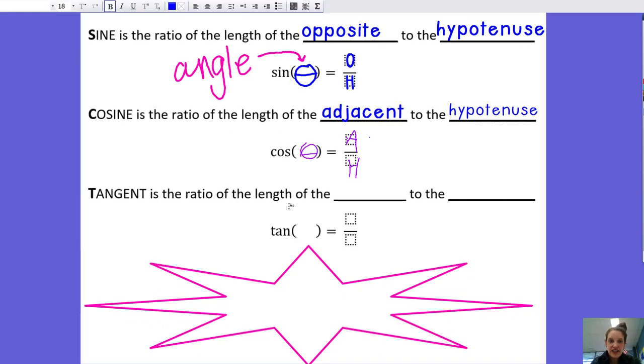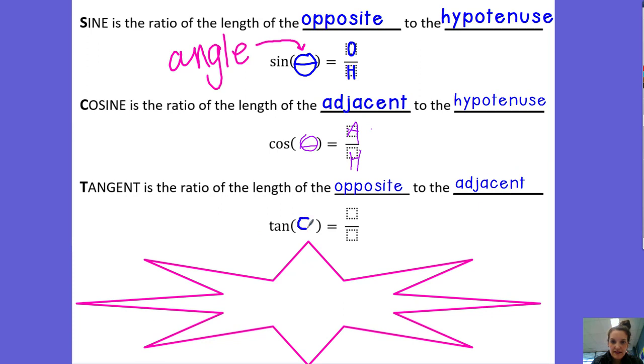And then tangent is the ratio of the length of the opposite side to the length of the adjacent side. So theta goes inside the parentheses, and it's the ratio of the length of the opposite side over the length of the adjacent side. So tangent can be bigger than 1 or less than 1. It just depends. So sine and cosine are always going to be less than 1. It is possible for tangent to be greater than 1.